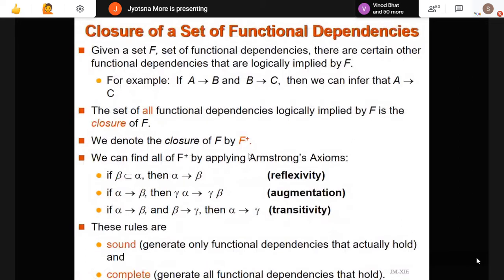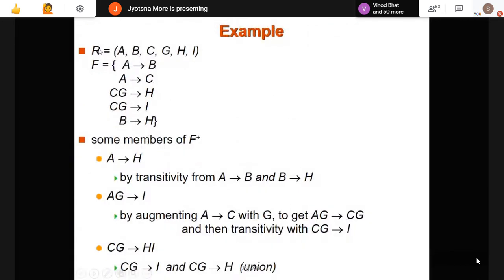This is one example I want you people to solve. R is given, and these are all fields or attributes: A, B, C, G, H, I. My functional dependency set is A determines B, A determines C, CG determines H, CG determines I, and B determines H. So now the question is to find the closure of F. I have to find out, other than these, what other functional dependencies exist.